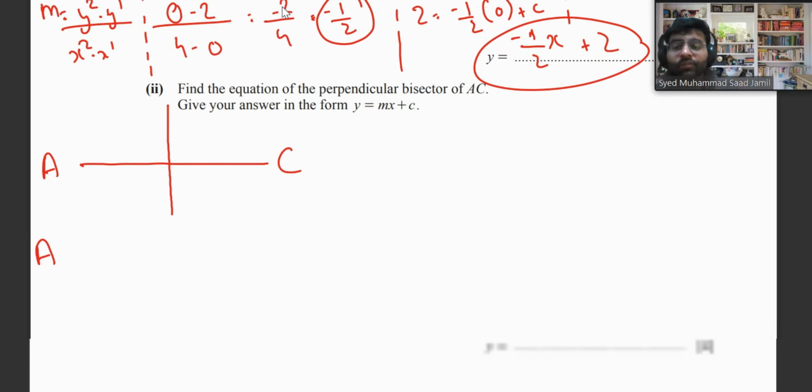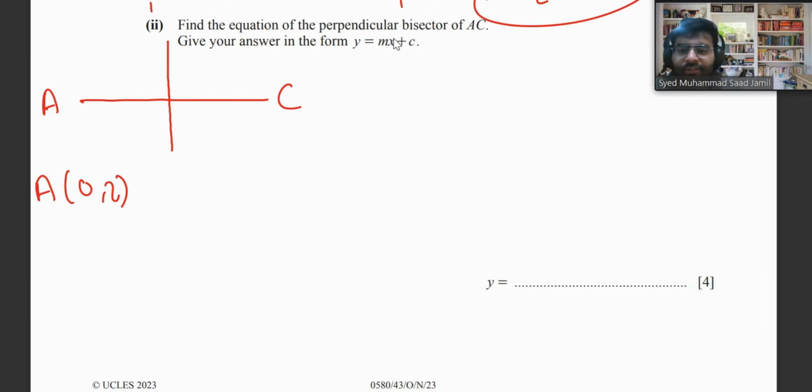Whoever has given this paper has given you as torture. I have been teaching maths, I have been solving papers. This paper is never ending.